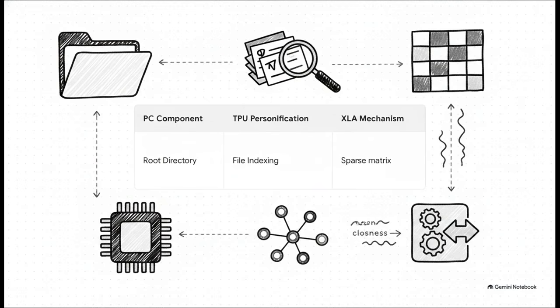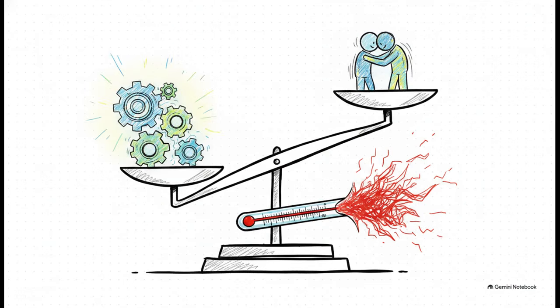A root directory in a traditional PC setup perfectly maps to file indexing in the TPU personification. And then, that maps directly to sparse matrix representations that an advanced XLA, or accelerated linear algebra, compiler can natively optimize. Simply put, the math essentially demands that TPU must align perfectly to eliminate any wasted processing power.